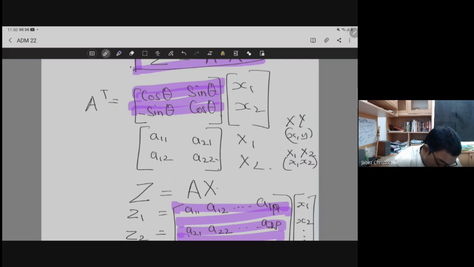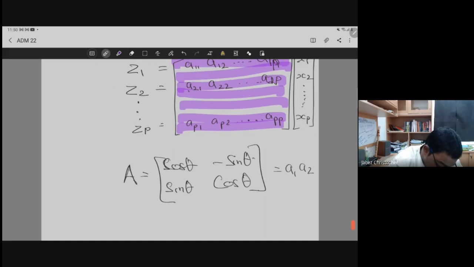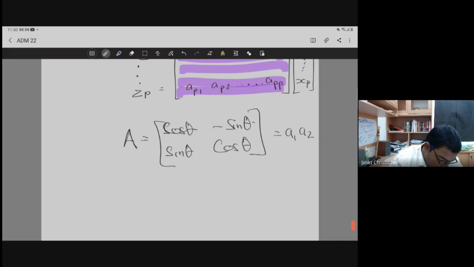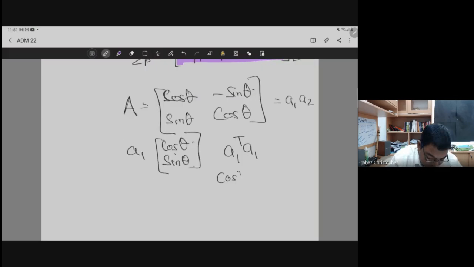This is A transpose, right? So when I write it as A, I can call A1 as cos theta and sin theta. So A1 transpose of A1, what is it going to be? Cos theta, sin theta. This is the transpose of A1. From here I am making it A1 transpose A1.